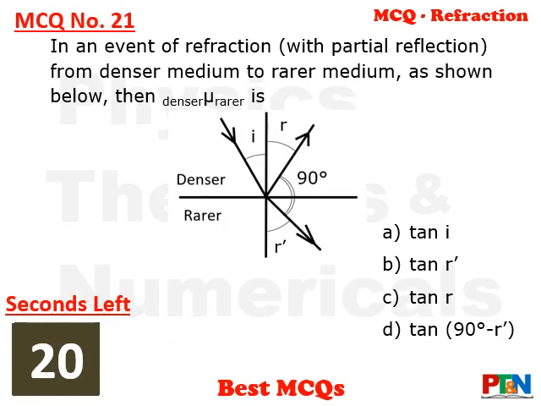Next MCQ. A tricky one, be careful. In an event of refraction with partial reflection also, all the rays are shown. Refracted ray is shown and the partial reflection, that reflected ray also is shown. It is happening from denser medium to rarer medium as shown below. Find out the refractive index of rarer medium relative to denser medium. You have got 20 seconds. Timer starts now.